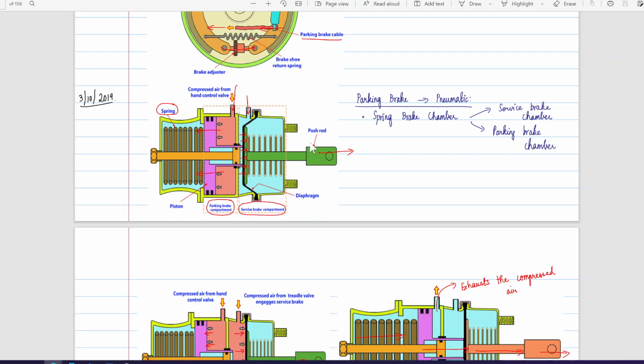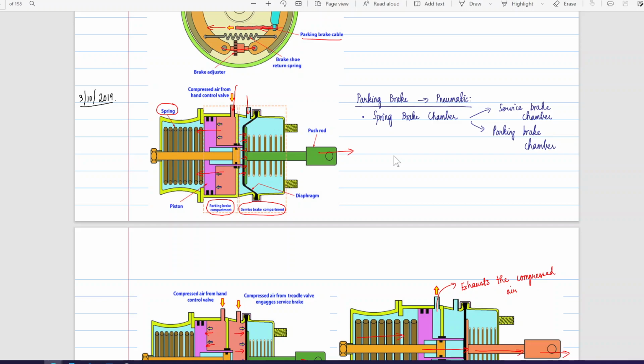Okay, so let's take a look at the parking brake system in a pneumatic system. Okay, so we have a spring here. When we start the vehicle, the compressed air from the hand control valve flows inside this, and this compressed air holds back the spring. So if there is loss of pressure, either due to leakage or the signal coming from the hand control valve, this compressed air gets removed and these springs come into action, which results in motion of the diaphragm, resulting in motion of the push rod.